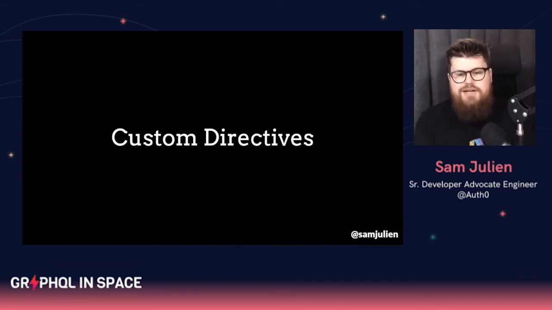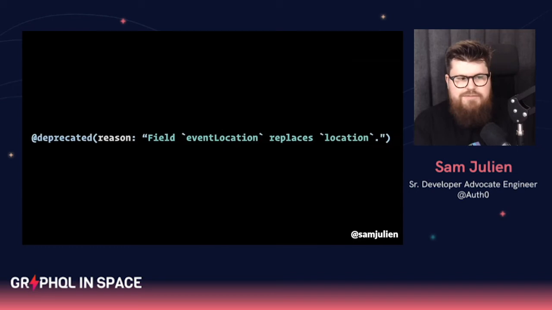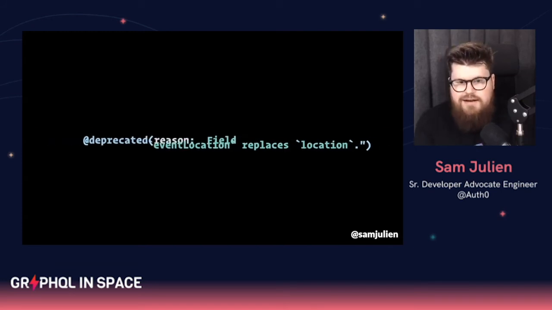The last approach that we're going to look at for authorization is custom directives. So custom directives are kind of neat. You've probably seen them before because they're actually part of the GraphQL spec. Here's one that you've probably seen. It's the deprecated directive, where, if you have a field that changes name, you can give the user a reason. And that way, when they try to call that field in their query, they'll get a little notification like, hey, the location field has been deprecated. It's now called event location. So we can actually make these ourselves.